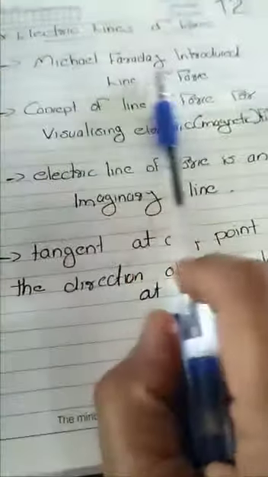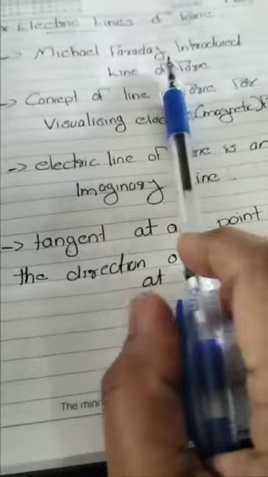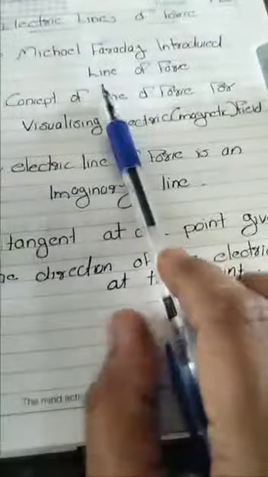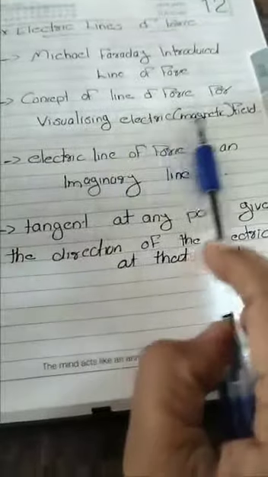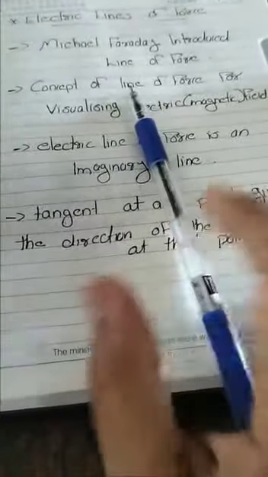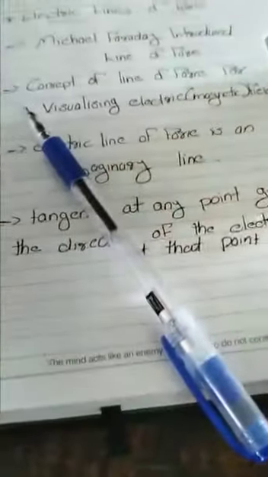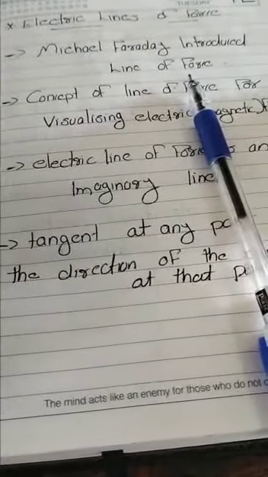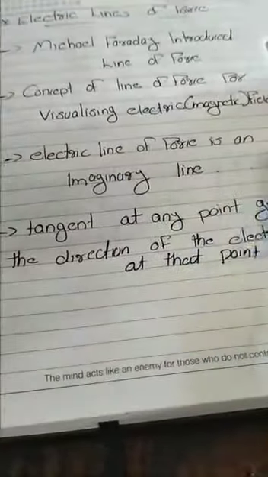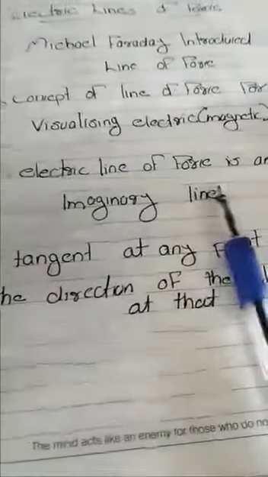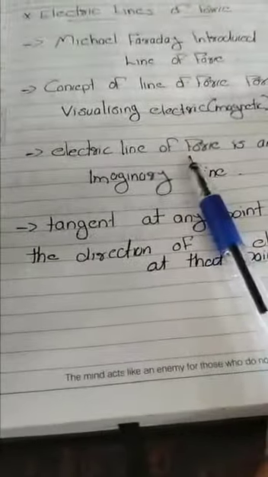Michael Faraday introduced the lines of force. He is the scientist who discovered that every electric field has different types of lines. This is the concept of lines of force for visualizing an electric field. Magnets also have magnetic field lines that show magnetic strength. In a similar way, an electric line of force is an imaginary line. Actually, these lines are not really there, but we mention them because they make it easy to understand.